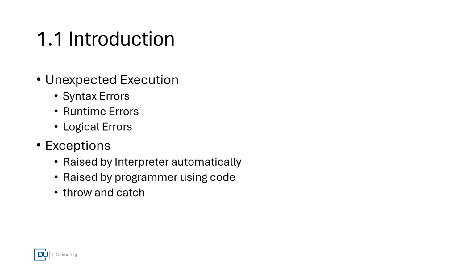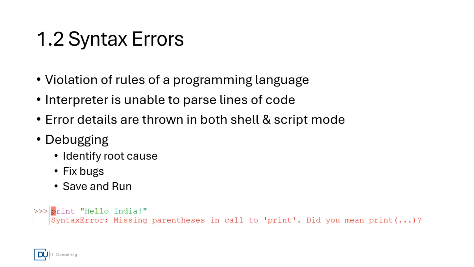Exceptions are raised either by the interpreter automatically or by the program using the code. Syntax errors. These kinds of errors happen when the rules of the programming language are violated or when the interpreter is unable to parse the lines of code. Error details are thrown in both the shell and in the script mode. The debugging process involves identifying the root cause, fixing the bug, saving and running the program again.